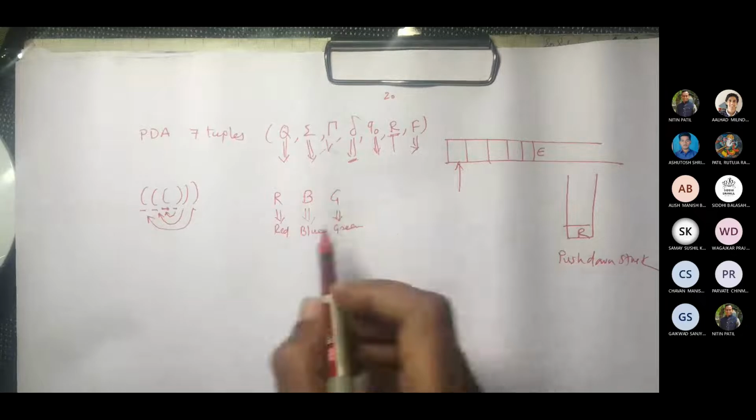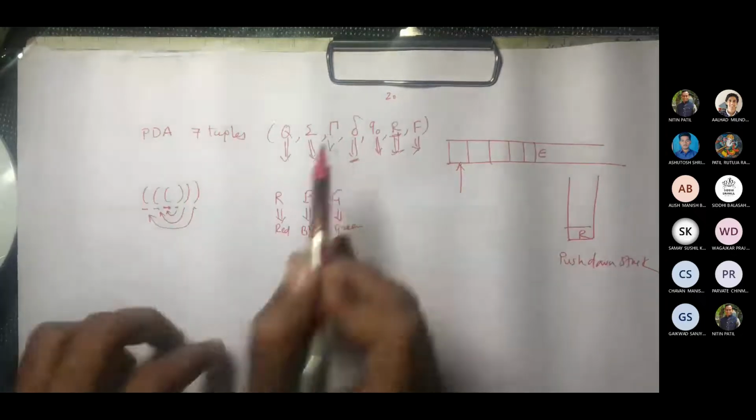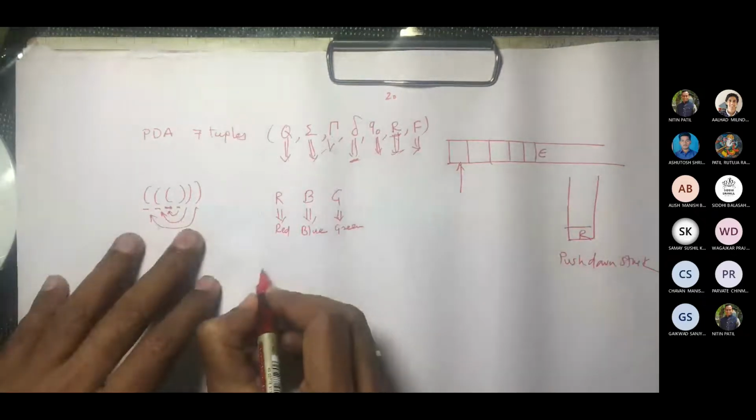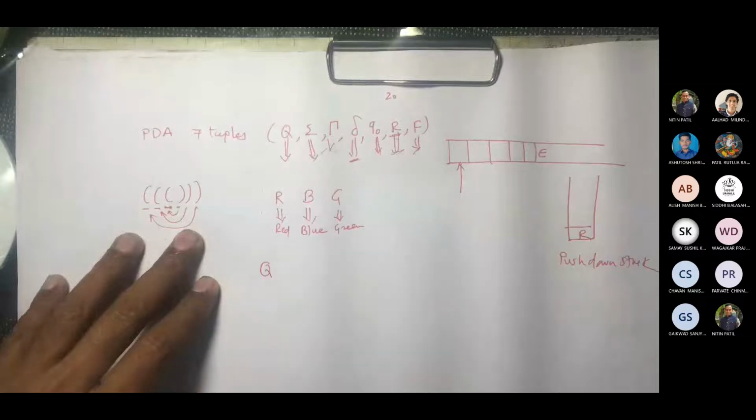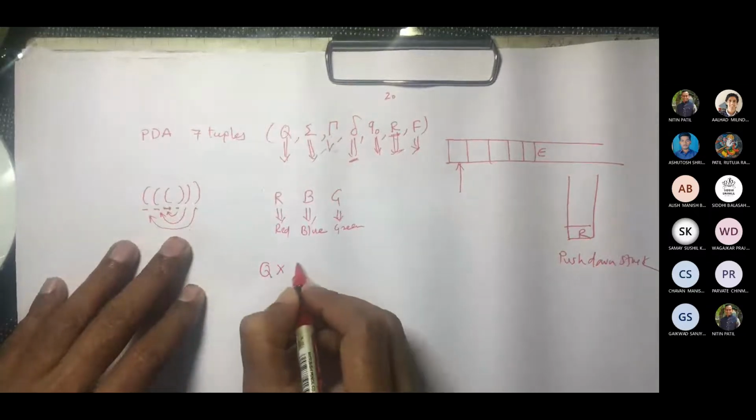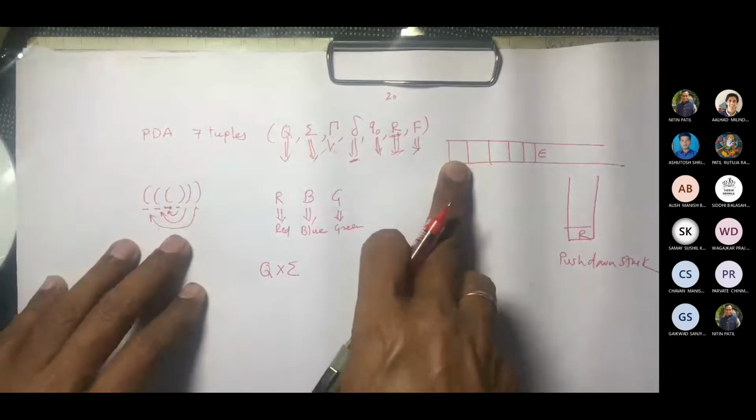Now, we already talked about delta. This delta would be a transition function which operates on a state. It takes into consideration an input from the tape.